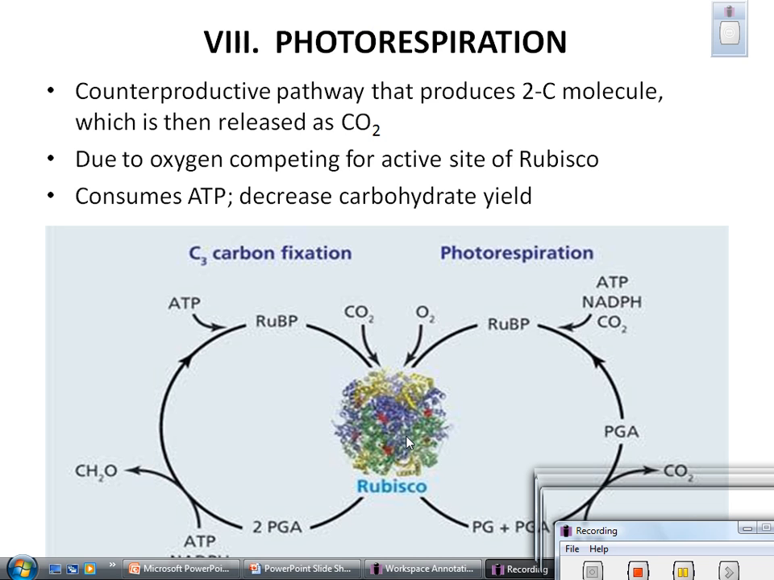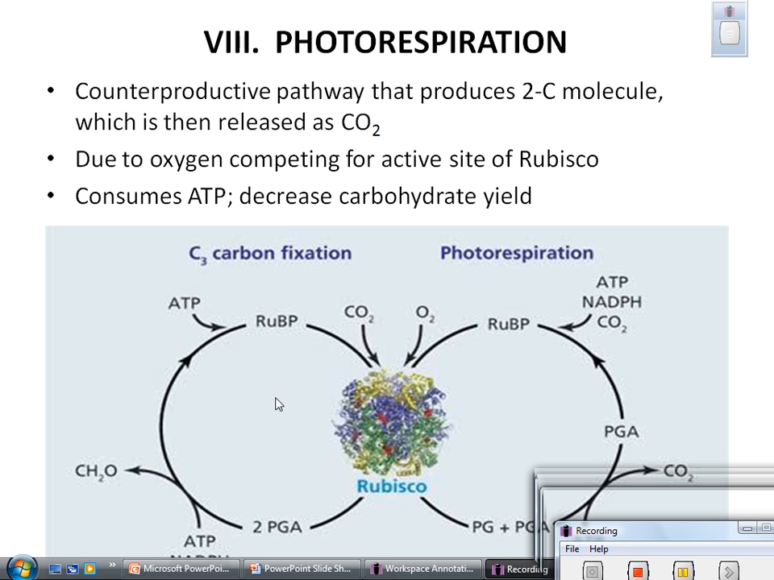In most plants, initial fixation of carbon, right here, occurs via rubisco, the magical Calvin cycle enzyme that adds carbon dioxide to RuBP. The plants that do this are called C3 plants because the first organic product of carbon fixation is a 3-carbon compound, 3-phosphoglycerate. Rice, wheat, and soybeans are types of C3 plants that are important in agriculture. That's how we get a lot of our food.